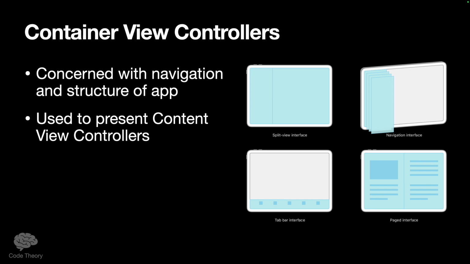There's the tab bar interface, which has a bunch of different tabs that you can switch between. Those switch between different view controllers. However, the one view controller on the outside, the tab bar view controller, is going to remain the same, and then it just presents view controllers within itself differently. And then the paged interface, which is similar to the tab one, but rather than having button presses, you swipe, and as you swipe, you move to new view controllers.